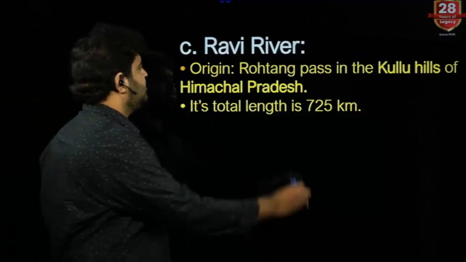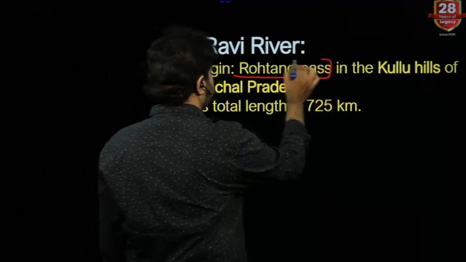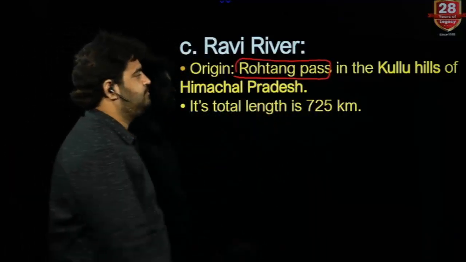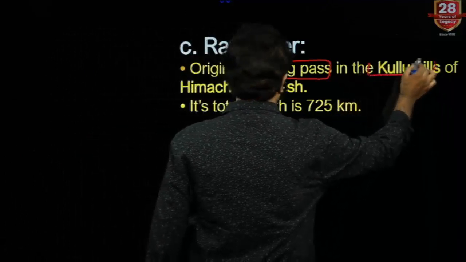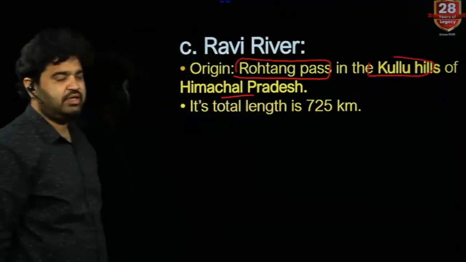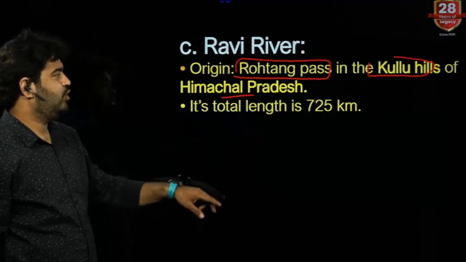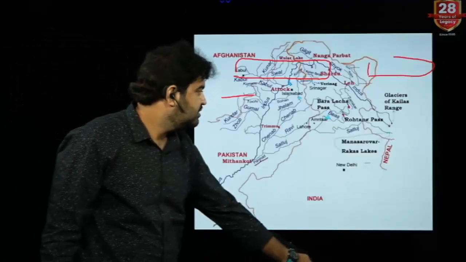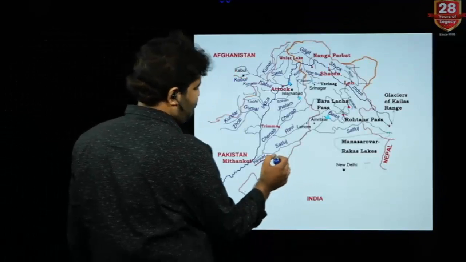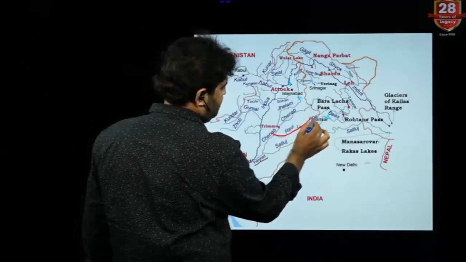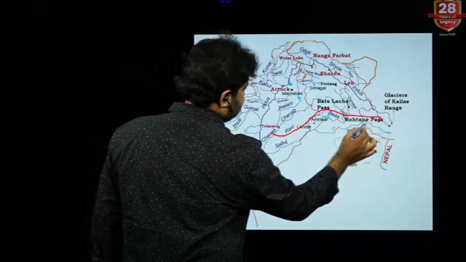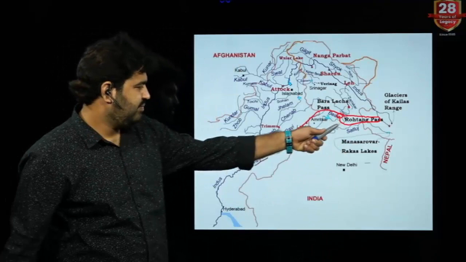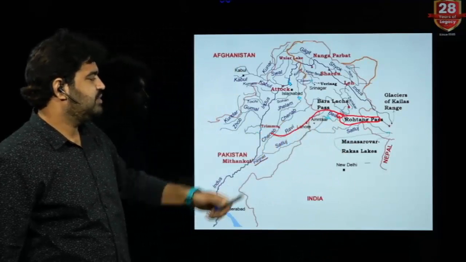Ravi. So origin point of Ravi river is Rohtang Pass. Rohtang Pass is the origin point. Kulu Hills, and it is in Himachal Pradesh. So length is 725 kilometers. If we see the Ravi river origin point, this is Rohtang Pass. So from here Ravi river originates, and it merges with the Chenab.